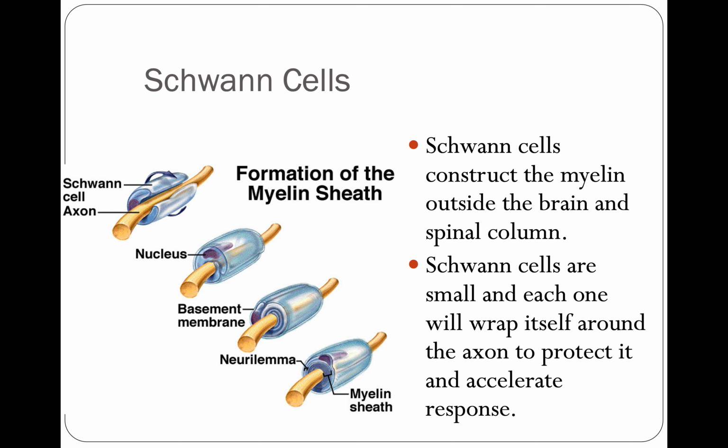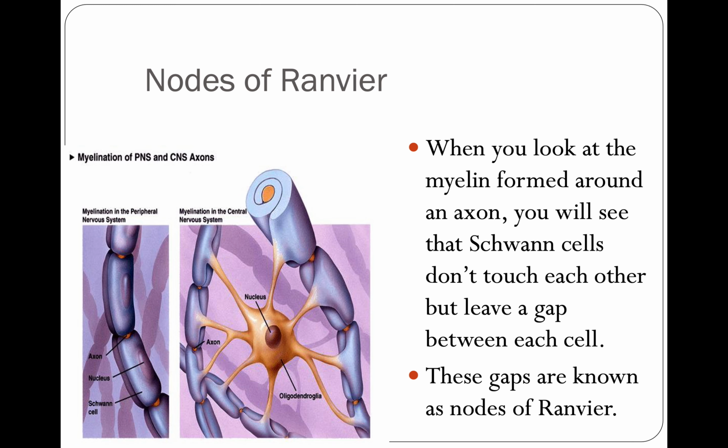Schwann cells construct the myelin outside the brain and spinal column. Schwann cells are small, and each one will wrap itself around the axon to protect it and accelerate response. When you look at the myelin formed around an axon, you will see that Schwann cells don't touch each other but leave a gap between each cell. These gaps are known as nodes of Ranvier.